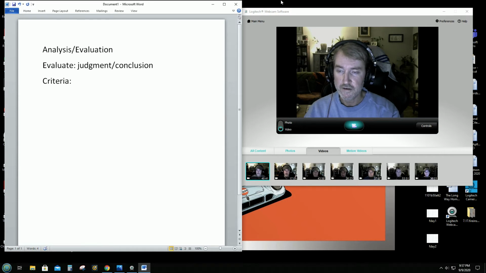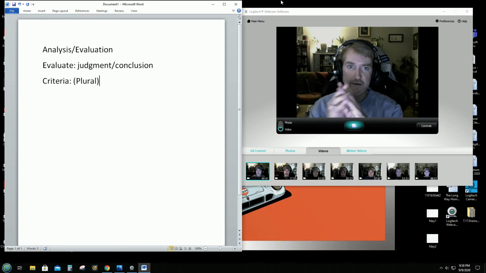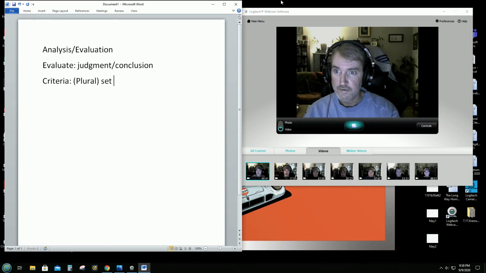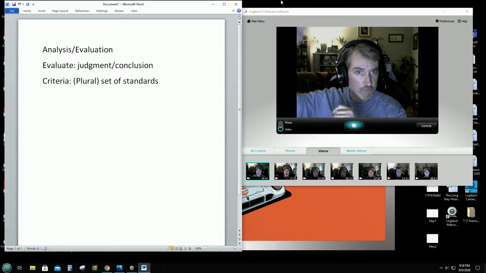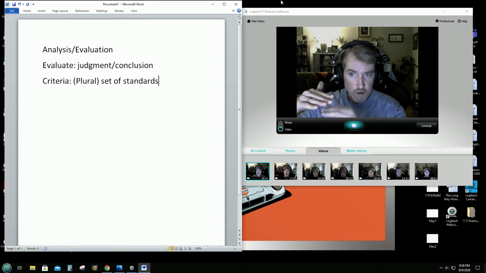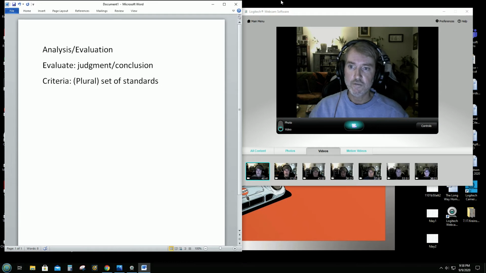Now, criteria is plural. Criteria is a set of standards that you use to evaluate. In other words, you have a set of standards that you're going to use to hold whatever it is you're evaluating. You're going to hold it to those standards and see how it measures up. It's either going to score really high in a certain department or low, or somewhere in the middle. That's how you're going to form your conclusion, which is going to be your overall judgment.